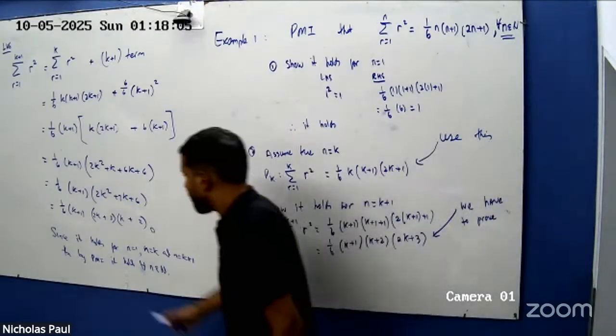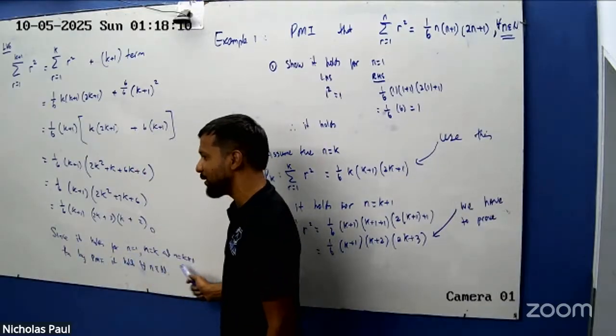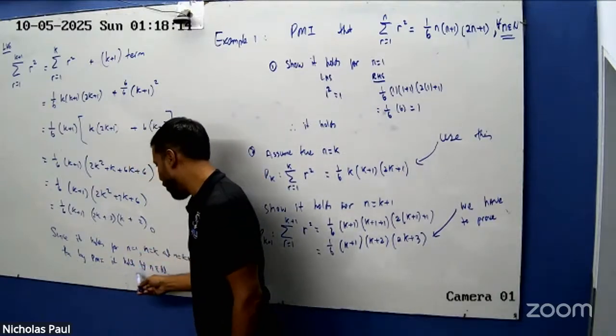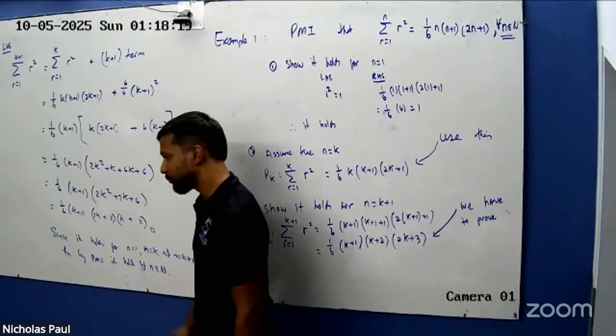Since it holds for n equal to 1, n equal to k, n equal to k plus 1, then by PMI, it holds for all n in natural numbers. This symbol is for all.